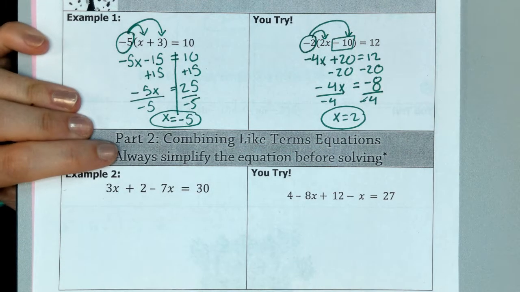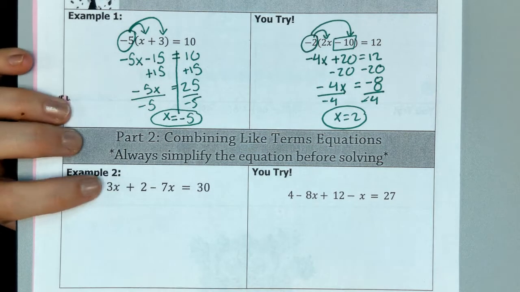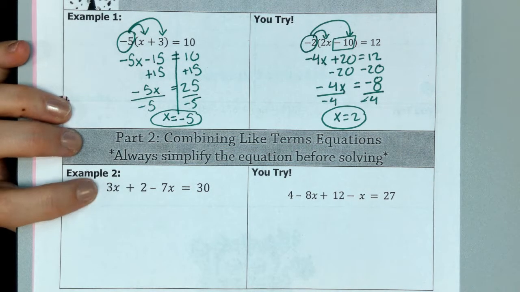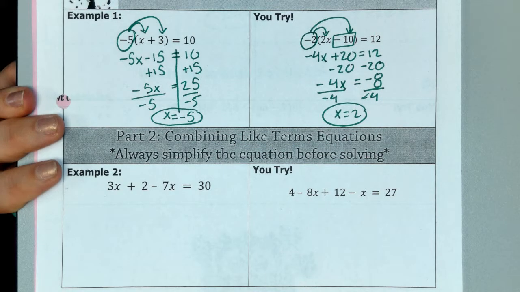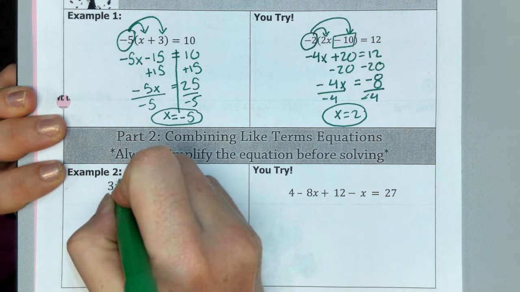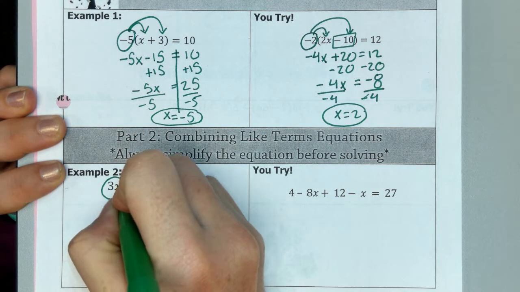Alright, the next part is combining like terms. So there isn't distributive property here, there's just like terms that need to be combined. Again, we're going to simplify before we solve the equation. So when we say simplify, we need to take all of our like terms and add them up.